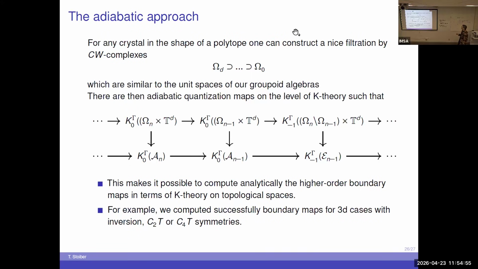And one can then show that there are maps on the level of K-theory, which go from some kind of topological K-theory of these approximations to the actual K groups of our algebras. And because we have a commutative diagram, all of these are compatible with the boundary maps. So that means we can compute at least some of the boundary maps on the topological side. And then we know that if we do the computation of the full operator algebras, we get the same result. So with this trick, we were able to compute some boundary maps, for example, for C4T and C2T symmetry. So it's basically the example that we had at the very beginning.